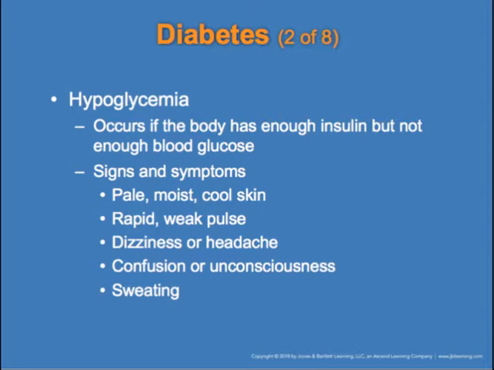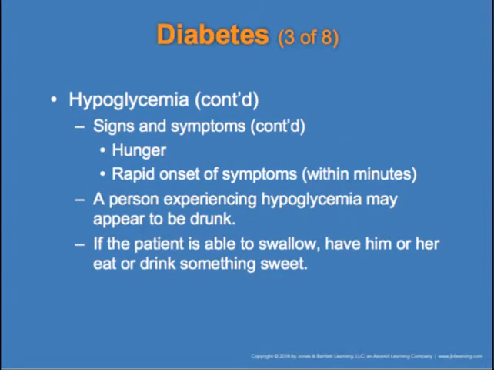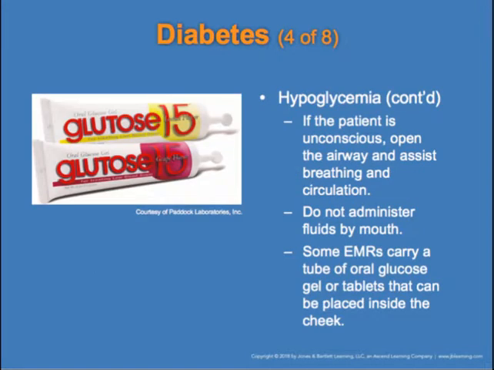Signs and symptoms: pale, cool, clammy skin, weak, rapid pulse, dizziness, headache, confusion, unconsciousness, sweating, all examples of symptoms of hypoglycemia. Hunger and rapid onset as well. A patient experiencing hypoglycemia might appear to be drunk, right? If the patient is able to swallow, have him or her eat or drink something sweet. With hypoglycemia, if a patient's unconscious, open the airway and assist with breathing and circulation. Don't give them something to eat, right? Don't give them something to eat.